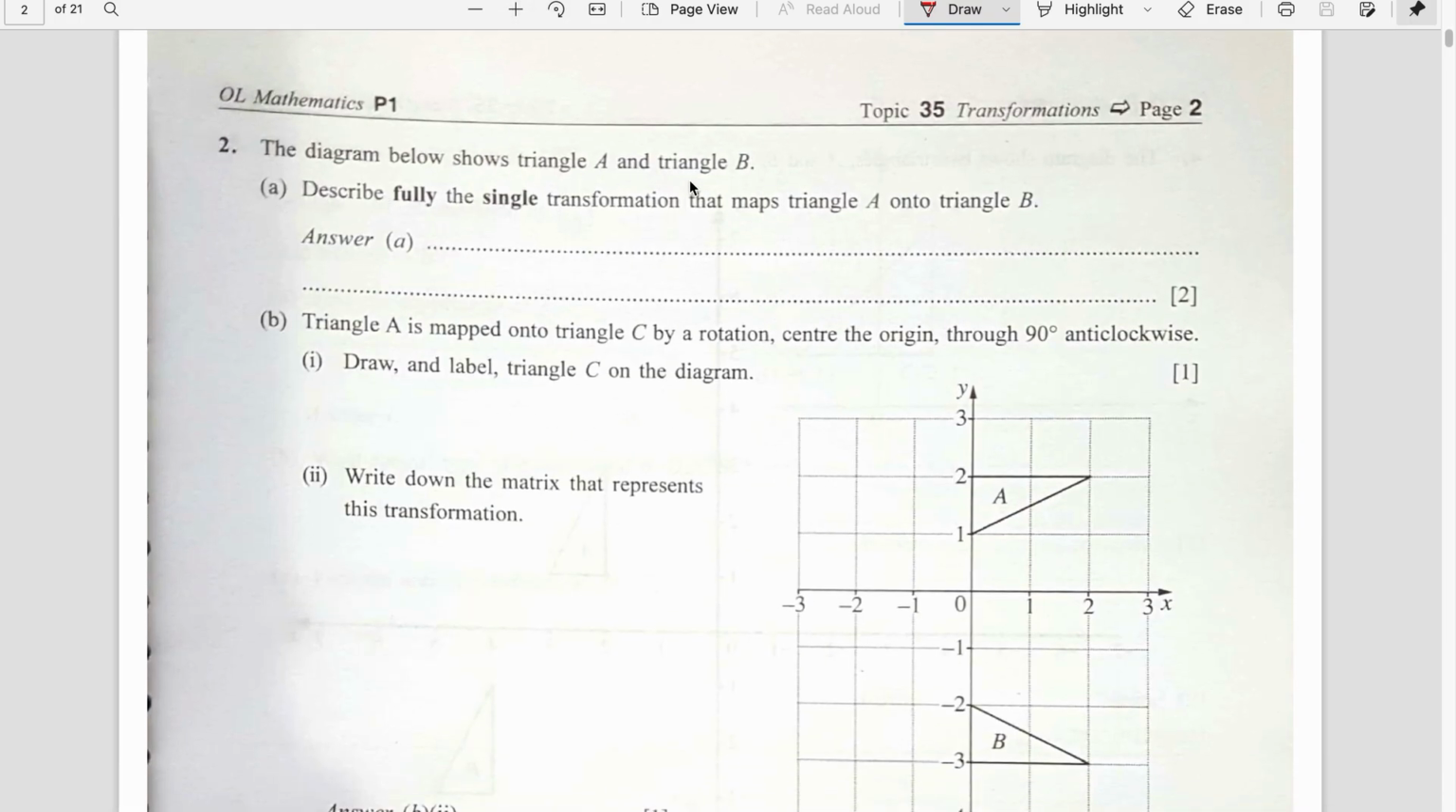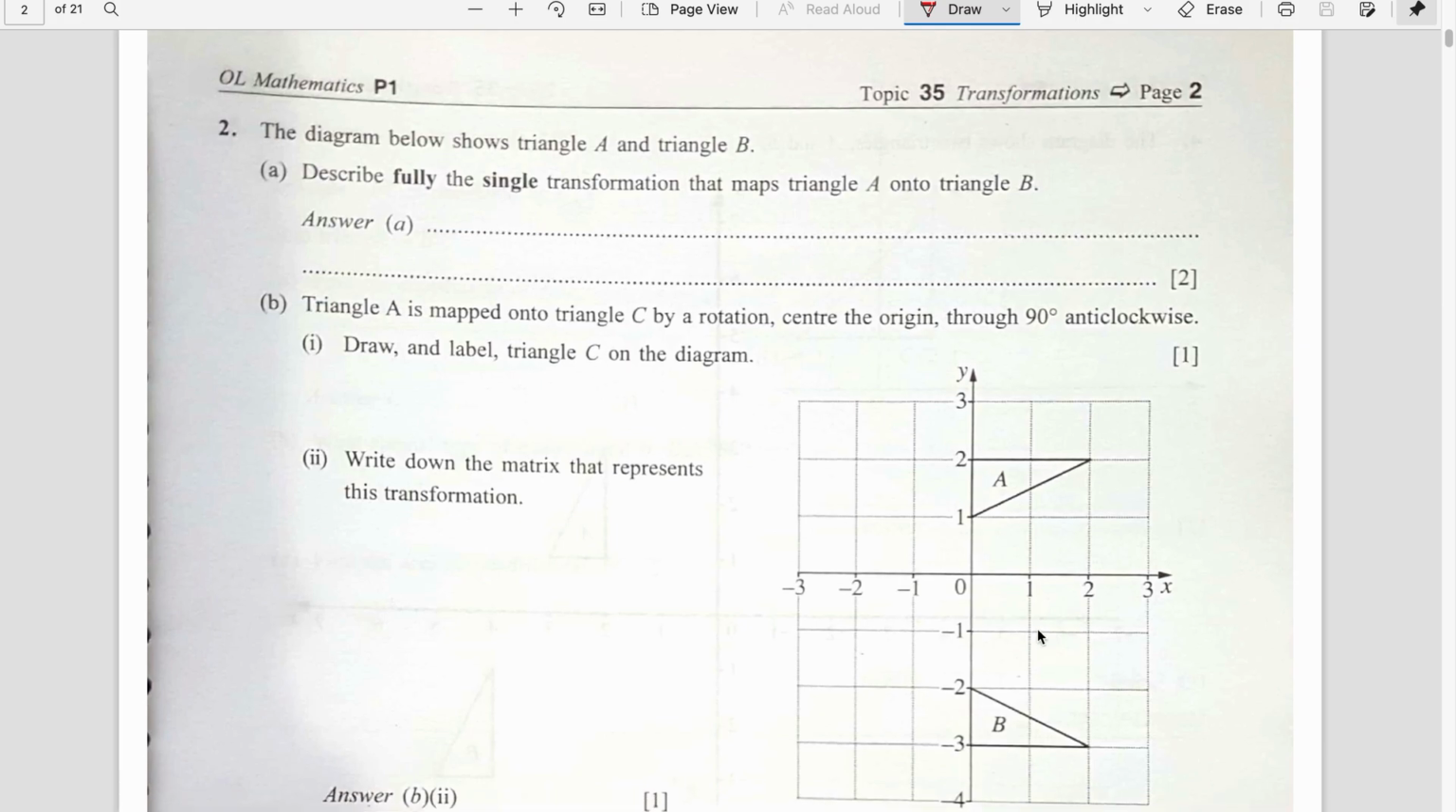The diagram below shows triangle A and triangle B. So we can see A and B. Describe fully the single transformation. So A and B are reflections of each other, and you see these corresponding points. These are 3 boxes apart. So draw the line between them, which is, it is a reflection in line y equals -1/2.